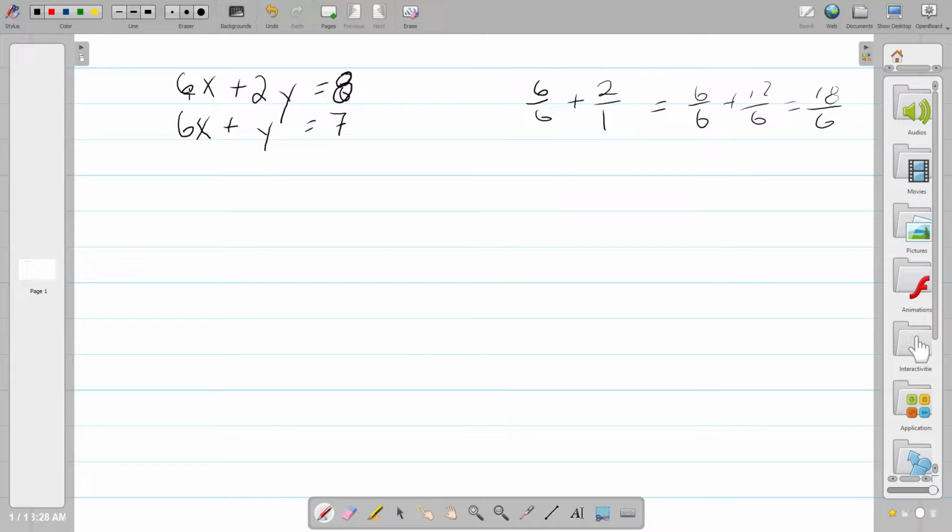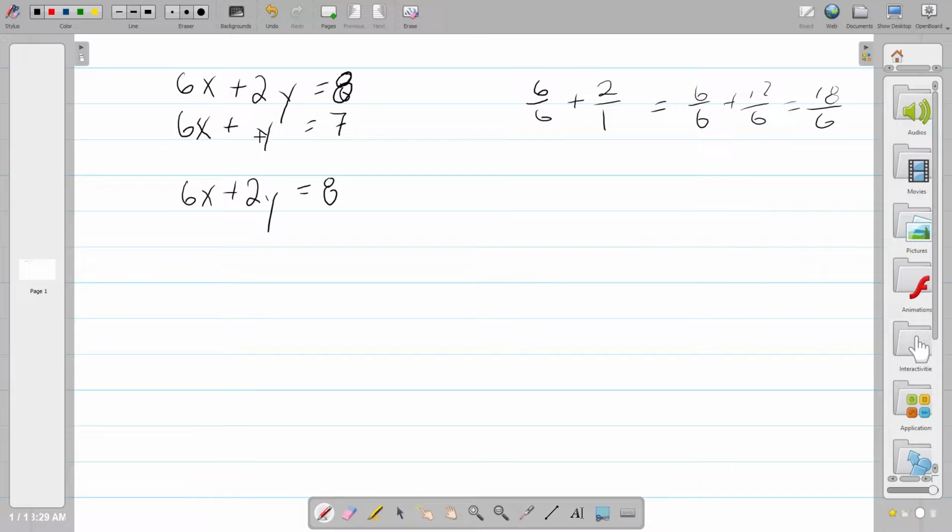But what if we didn't want to use the x's for some weird reason? We wanted to make our life harder on ourselves. Well, we could find a common y. In this case, we have a 2 and a 1. To find the common denominator, we just multiplied these two together, right? So to make a common here, we can do the same thing. This is 1, so we're going to multiply the 2 by the 1. 6x plus 2y equals 8.